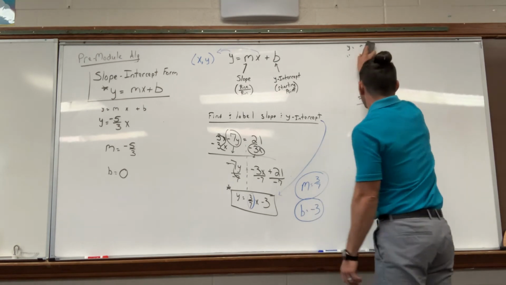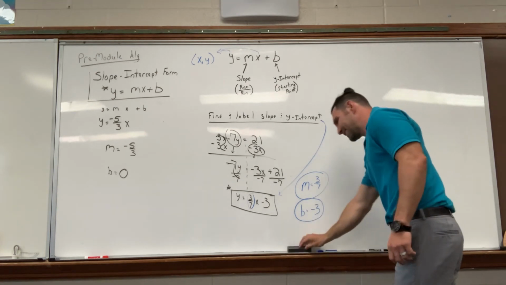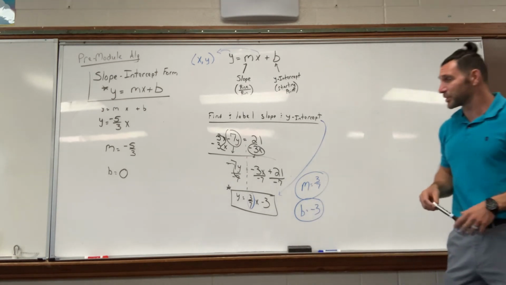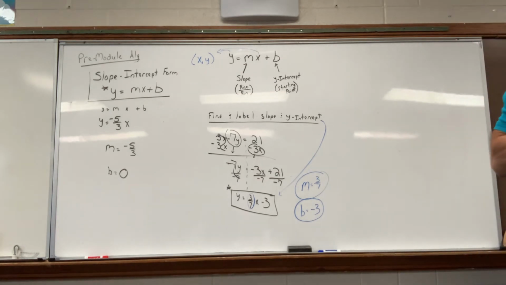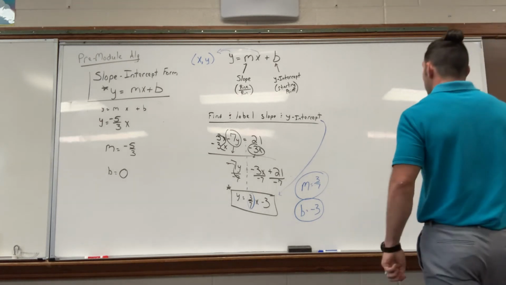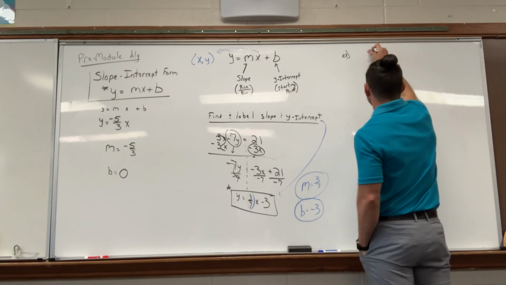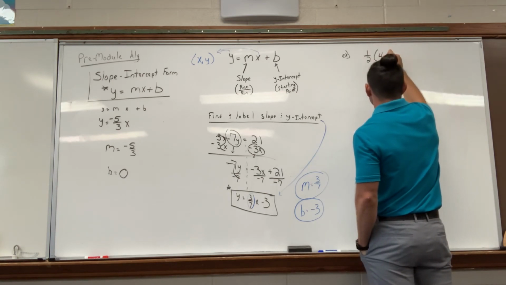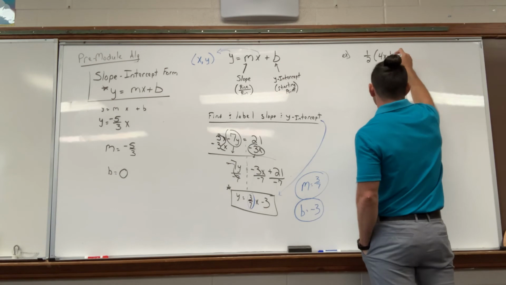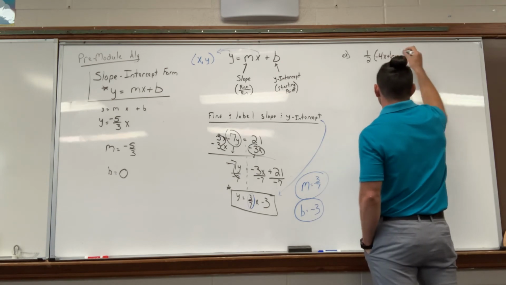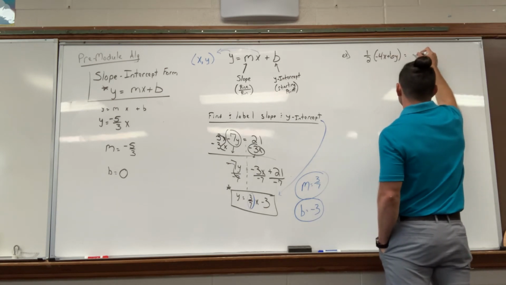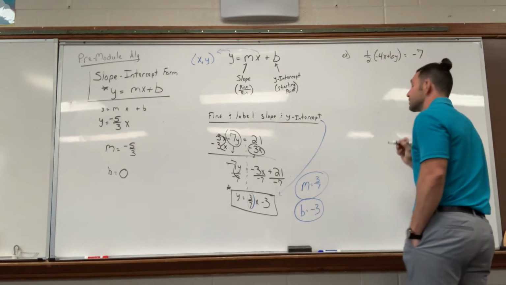Let's do one more. Again, not a very hard lesson because we already know how to solve for y. It's now just incorporating, do you know what the slope is? Do you know what the y-intercept is? So on your own, give it a try. You're following the same directions. Let's go 1/2 of 4x, let's go plus 6y, let's make that a -4x, equals -7.